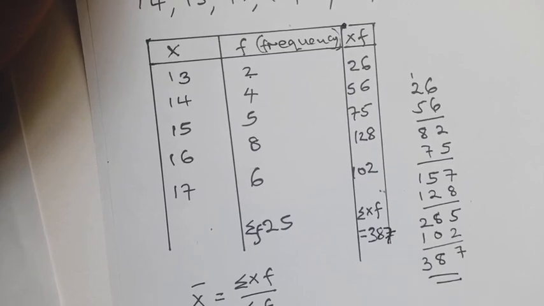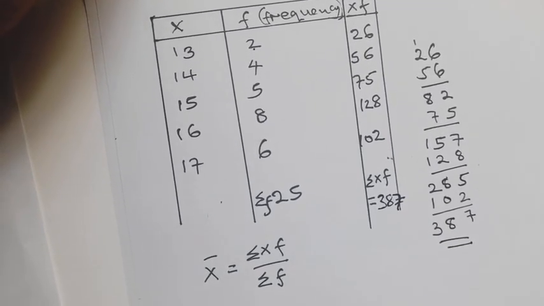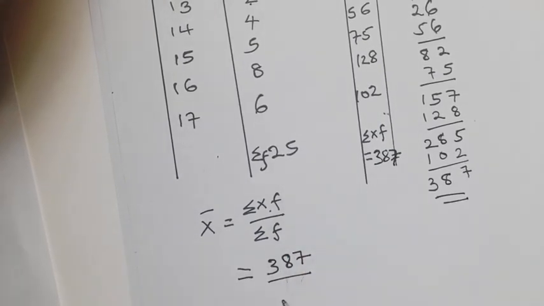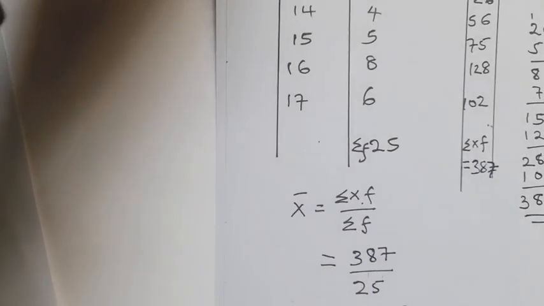So now we want to calculate our mean. We come here and say the summation of xf is 387 divided by the summation of f, which is 25. So the answer here is 15.48. So 15.48 becomes our mean for the data.